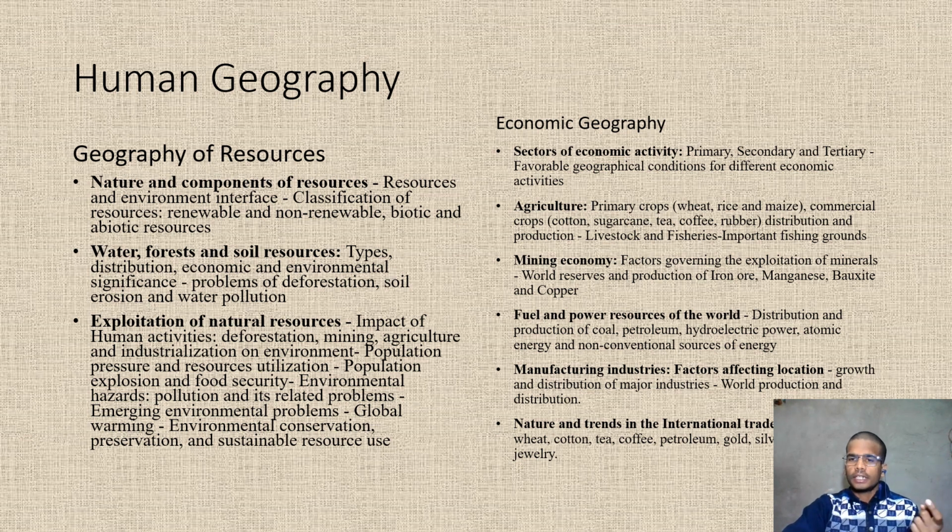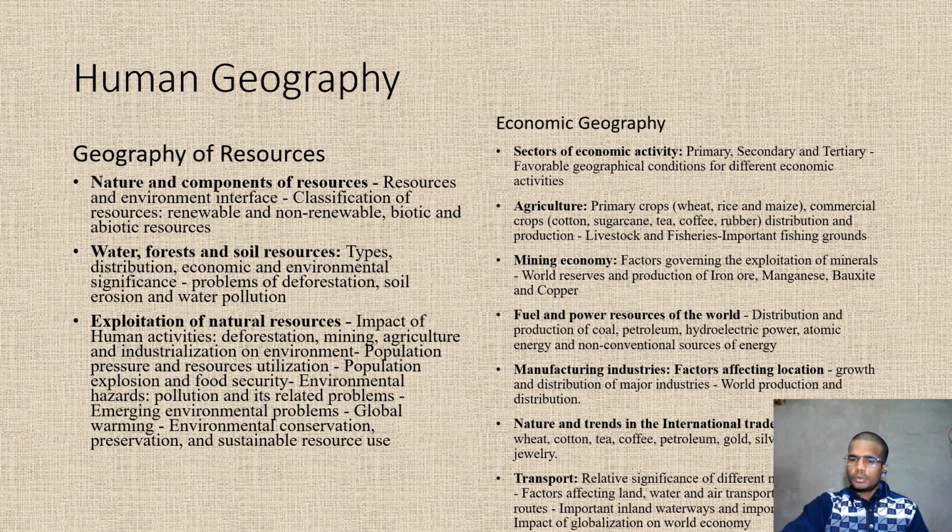Next would be manufacturing industries: factors affecting location and distribution of manufacturing industries. Major manufacturing industries like iron and steel, cotton textile, tea, sugarcane. These are all major manufacturing industries and you need to know them. Then major trends in international trade, which would be two parts: pre-globalization and post-globalization. Transport, so relative significance of different means of transport. Here you will need to know about the rail routes given in your class 12 book, as well as the roadways. So what are trans-Canadian roadways, trans-Canadian railways? You need to know these things in the transportation section.